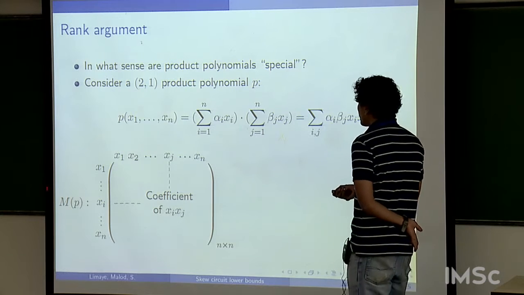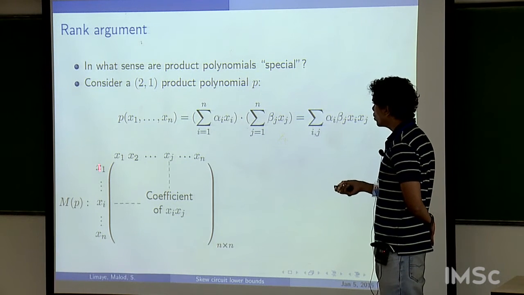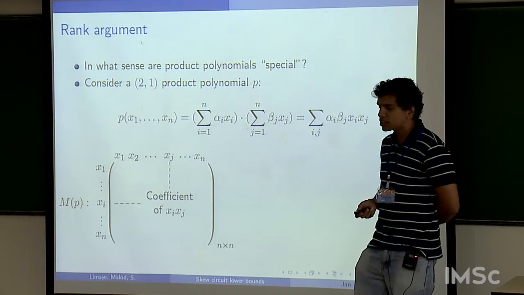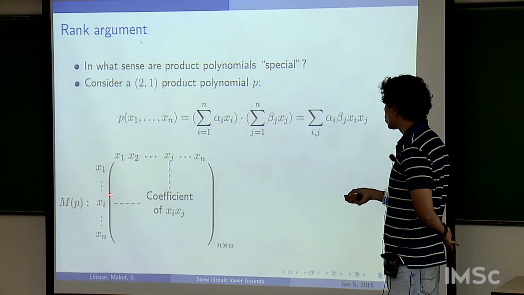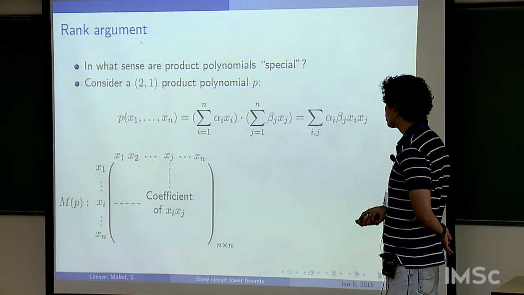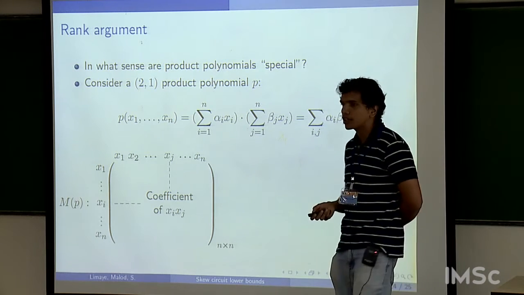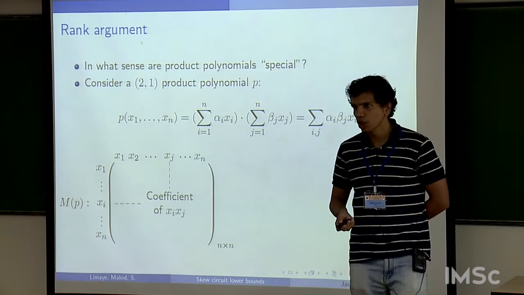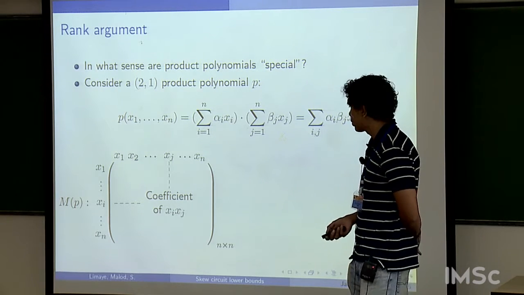Right? So for any polynomial p of degree 2, let me set up this matrix. The rows and columns of this matrix are labeled by the variables x_1 to x_n. And in the ij-th position, in the row corresponding to x_i and the column corresponding to x_j, I put in the coefficient of the monomial x_i x_j in my polynomial. This is a matrix I can define for any quadratic homogeneous polynomial, and that's what I'm looking at.